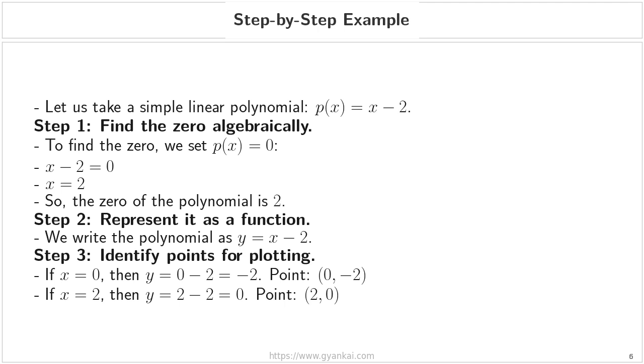Let's pick two values for x first. If we let x be 0, then y becomes 0 minus 2, which is negative 2. This gives us our first coordinate point, (0, -2). Next, let's use the 0 we found earlier. If we let x be 2, then y becomes 2 minus 2, which is 0. This gives us our second point, (2, 0).